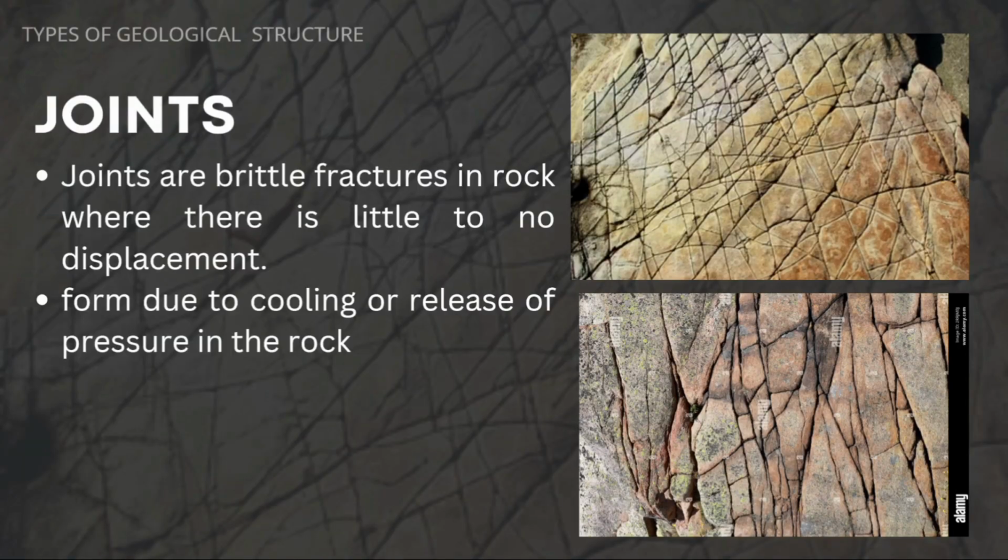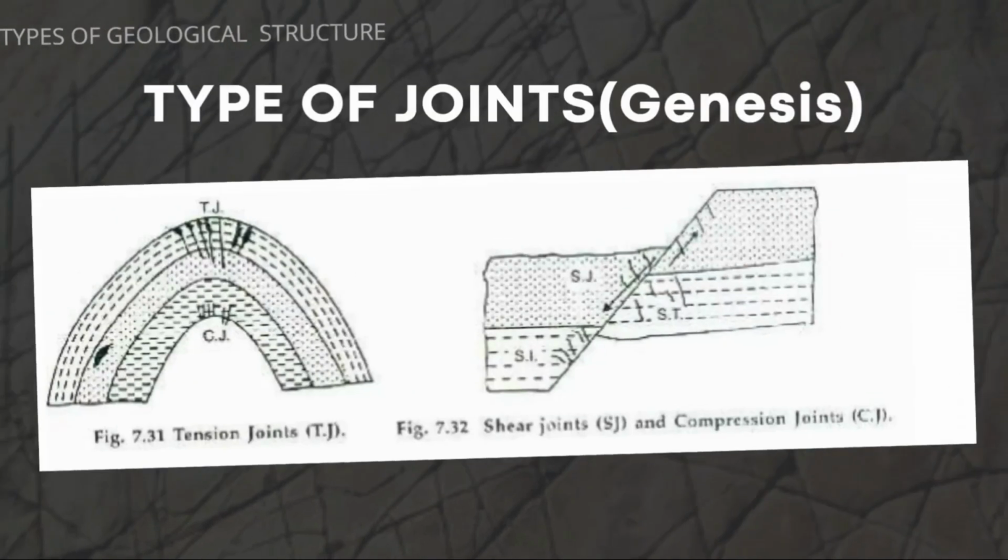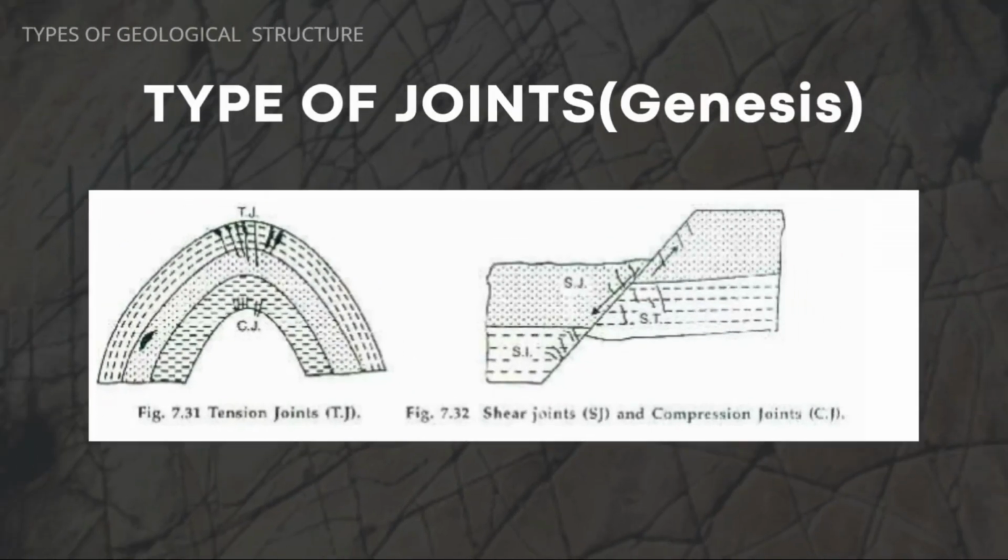Joints are brittle fractures in rock where there is little to no displacement, formed due to cooling or release of pressure in the rock, and the types of joints based on genesis.